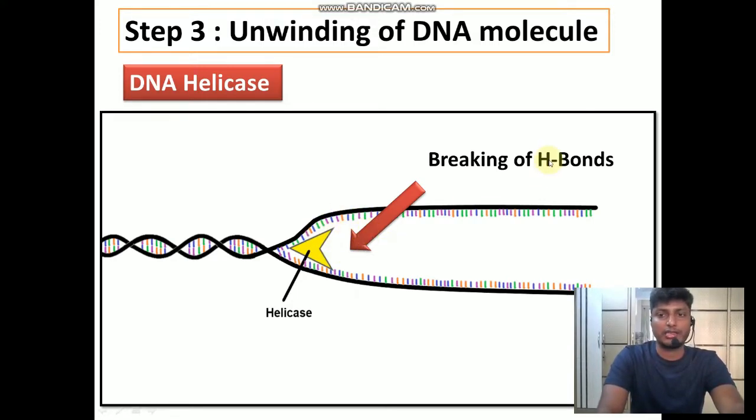These bonds are nothing but the hydrogen bonds. So this particular enzyme, that is DNA helicase, is going to break the hydrogen bonds, and that's how it is going to separate the two strands from each other. And as you can see in this picture, the two strands have started separating from each other. So this helicase enzyme will break the hydrogen bonds between the two strands, and as a result the two strands will get separated, and this process is known as unwinding of DNA molecule.